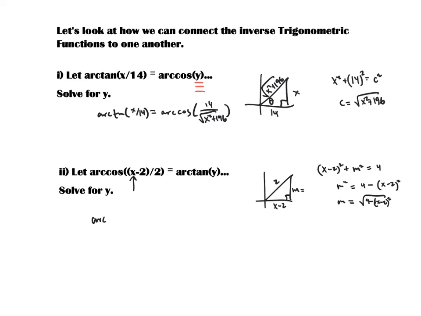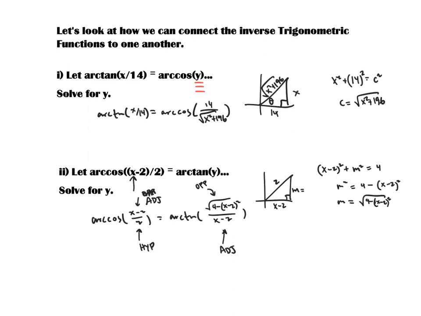Okay, so the arc cosine of (x minus 2) over 2 would then have to be equal to the arctangent of opposite over adjacent, which would be the square root of 4 minus (x minus 2) squared, over x minus 2. So notice that if these two angles are to be the same, the arc cosine of the adjacent over hypotenuse should be equivalent to the arctangent of the opposite over the adjacent. Just a nice way to tie those two together.